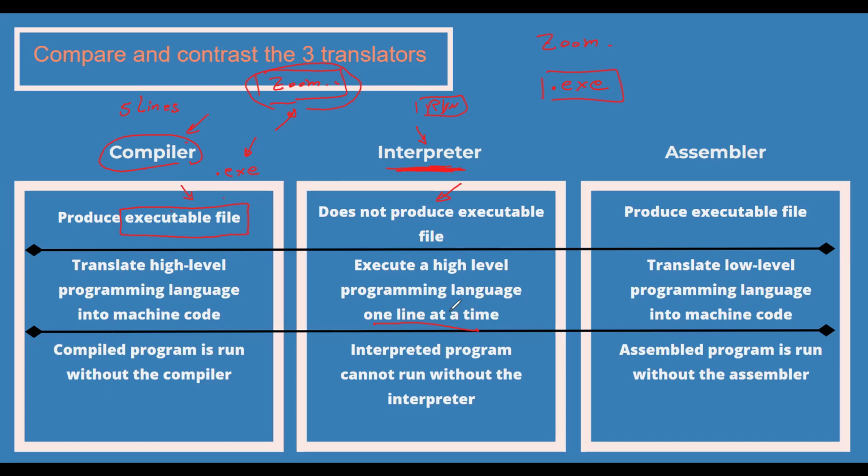Yes, exactly. And the compiler can translate 5 lines at a time to machine code. If your program is 5 lines, it will translate the 5 lines in one shot into machine code. But if your program contains maybe 60,000 lines of code, it will translate all of them in one shot into machine code. Okay. Now tell me what else you understand.